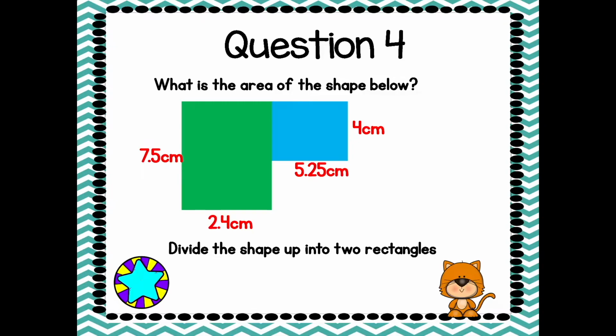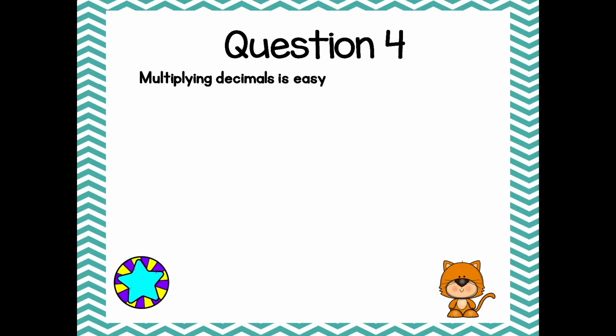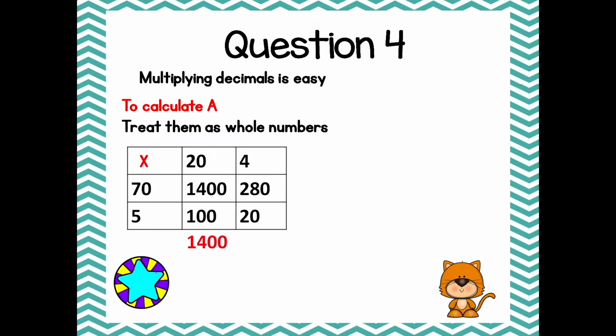The area of a rectangle is length multiplied by width. Find the area of each rectangle. Rectangle A is 7.5 multiplied by 2.4, which is 18. Rectangle B is 5.25 multiplied by 4, which is 21. Multiplying decimals is easy. To calculate A, we can do this by treating the numbers as whole numbers.